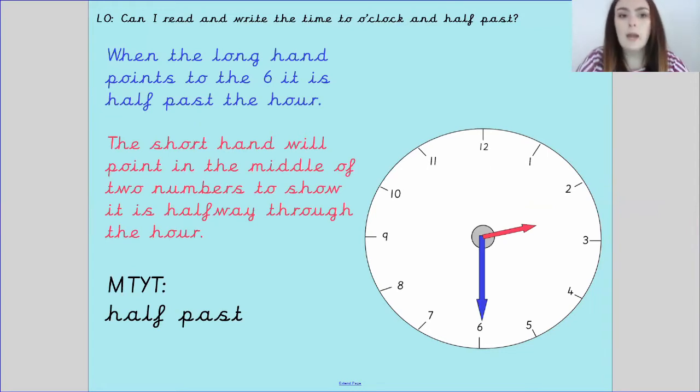Now, when our long hand points to the 6, it means it's half past the hour. The short hand will point in the middle of the two numbers to show that it's halfway through the hour. So my turn, your turn, half past. Half past.